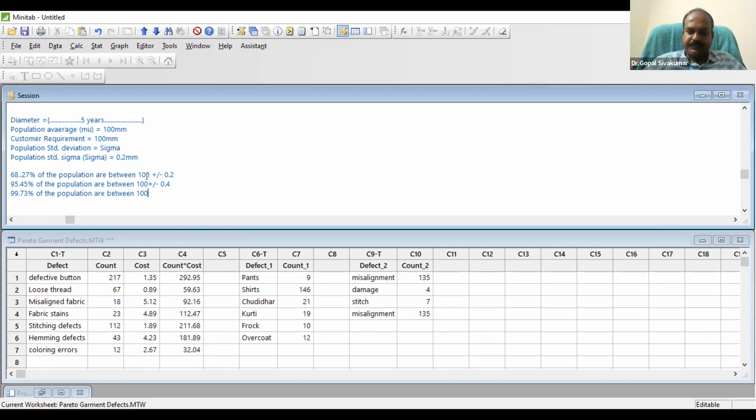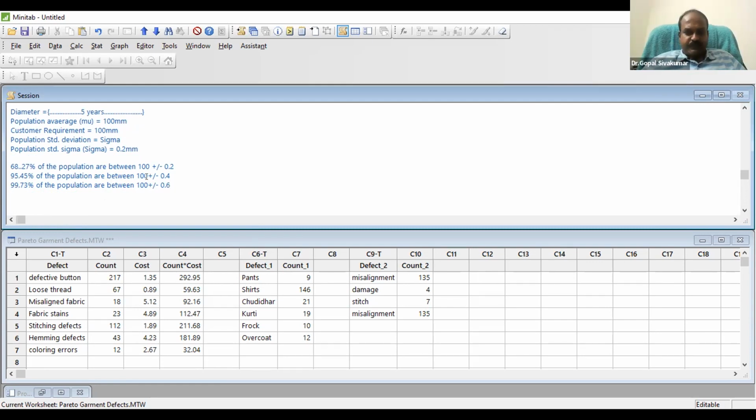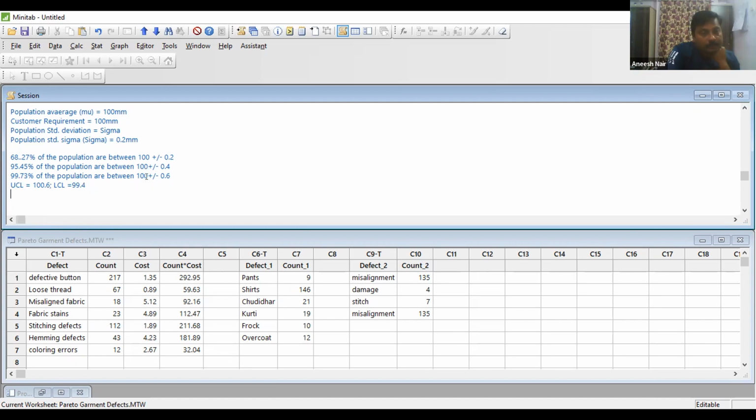Or between 100 plus or minus 0.6. Now, what is 100 plus or minus 0.6? Upper control limit is how much? 100.6. Lower control limit is how much? Am I correct? Yes. 99.4.